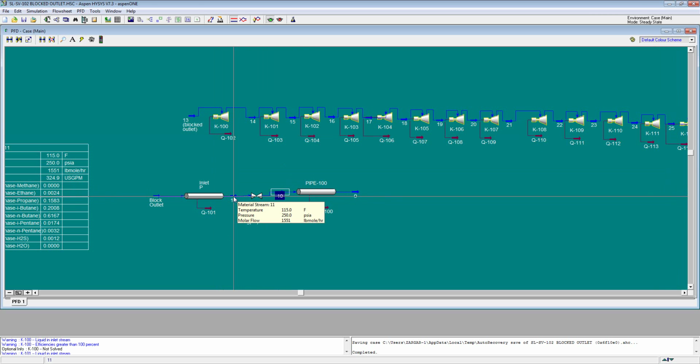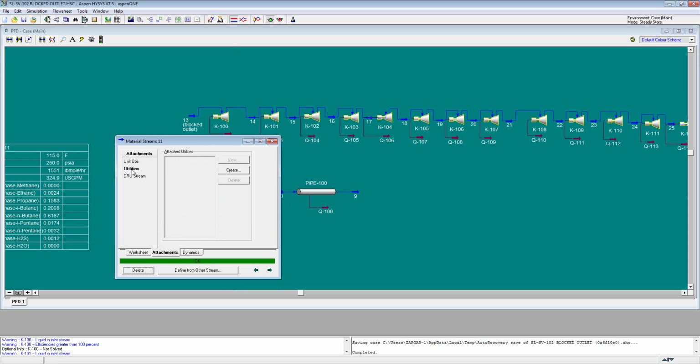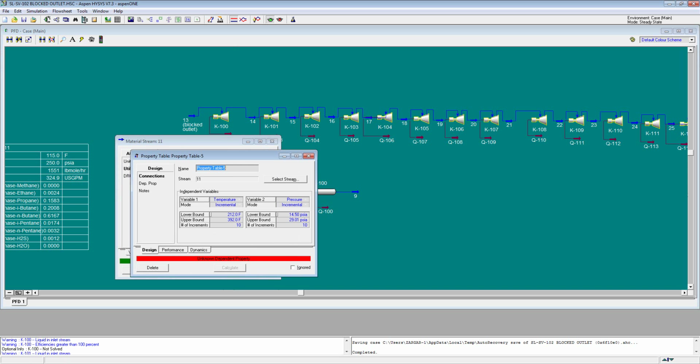Now back to adding the property table. When we click on stream 11, if you go to the attachments tab, utilities, click on create and select property table, click on add utility. Mass density is a function of entropy and pressure. We need to define our independent variables. The first one is entropy, and we set the mode to state, and the second independent variable is pressure, and we set the mode to incremental.